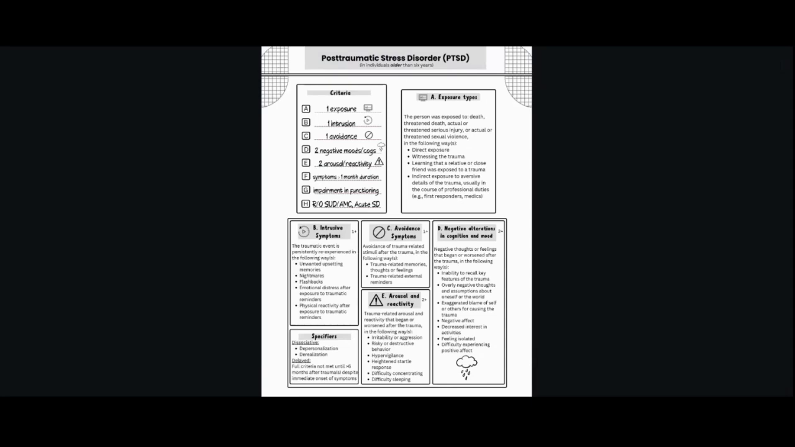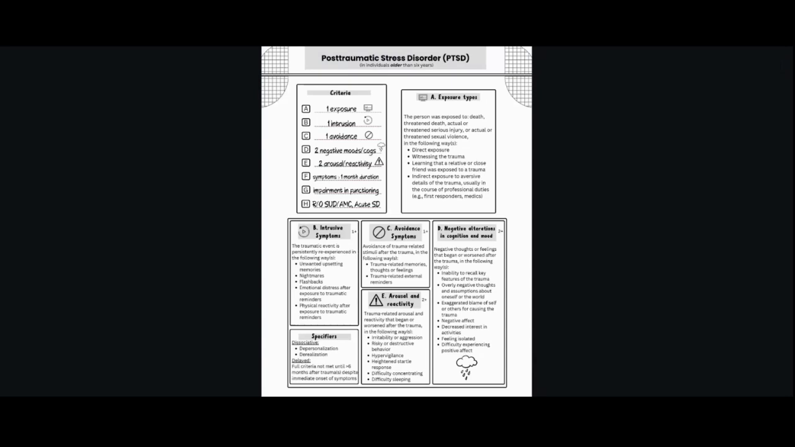Arousal and reactivity, criterion E, or pardon me, I'm sorry, going out of order. Criterion D, negative alterations in cognitions and mood. Depending on who the person is, these symptoms could begin pretty quickly after exposure to the trauma, but can really linger, especially negative thoughts and exaggerated blame of self. Inability to recall key features of the trauma goes into some sort of localized amnesia, where the brain is really trying to protect itself.